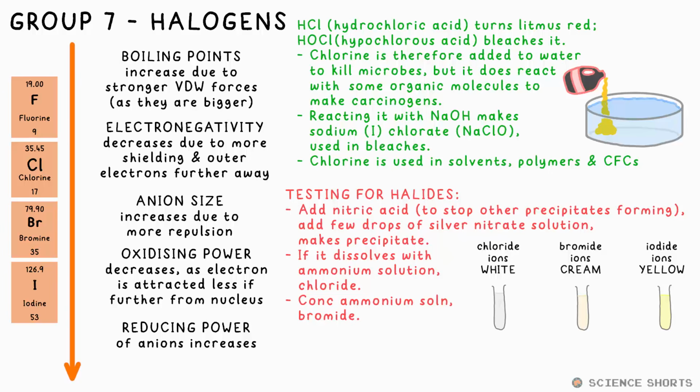This will produce a precipitate, the color of which depends on the halide ion. If you add ammonia solution and the precipitate dissolves, it was chloride ions. If it doesn't, you add concentrated ammonia solution. If it dissolves then, it's bromide ions that are present. If not, it must be iodide.